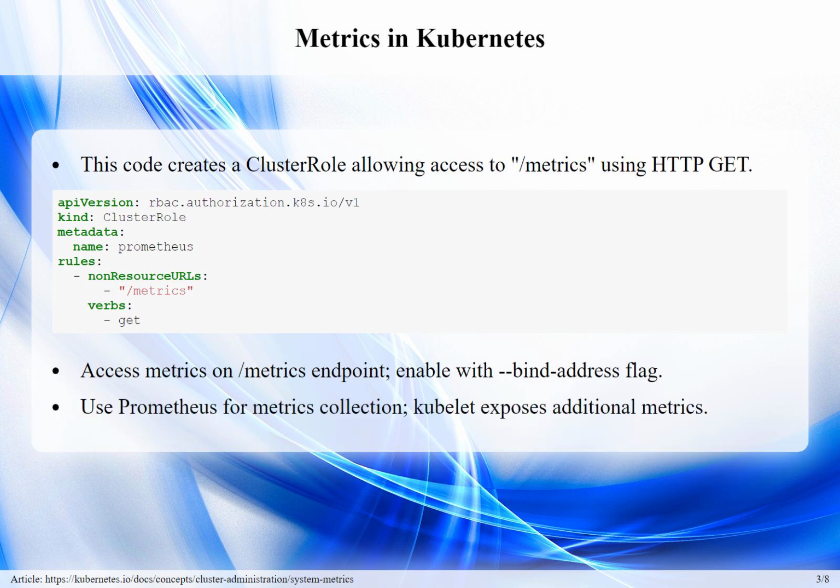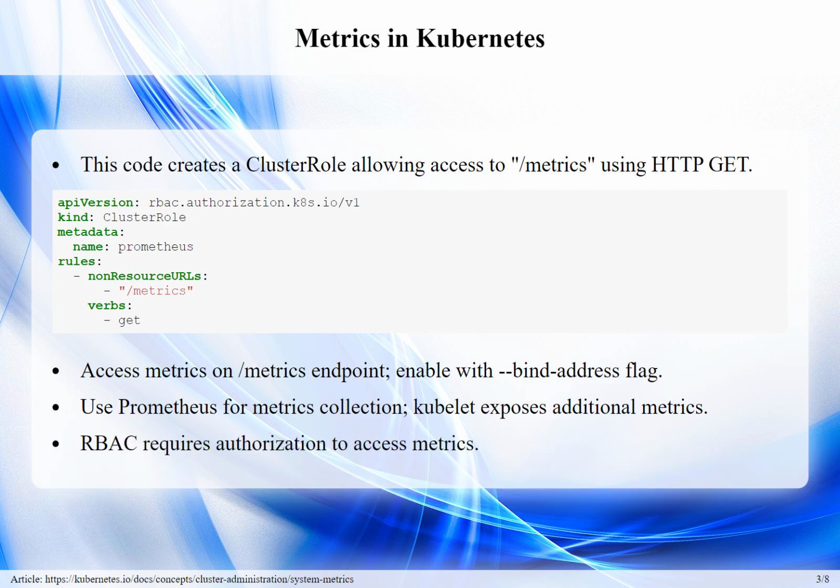In production, a tool like Prometheus Server can collect these metrics and store them in a time series database. Kubelet also provides metrics via /metrics/cadvisor, /metrics/resource, and /metrics/probes, each having different lifecycles. With RBAC in clusters, authorization is needed to read metrics, requiring permissions via cluster role for the metrics endpoint.